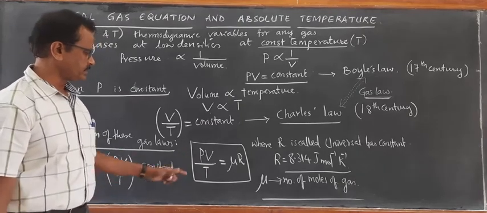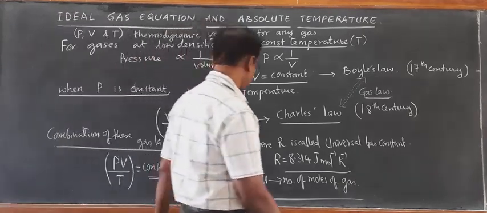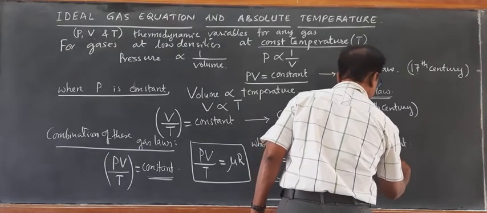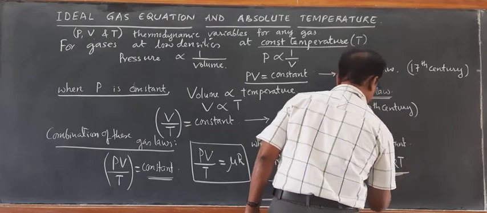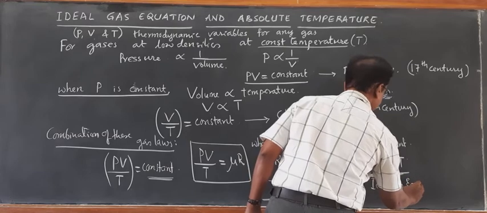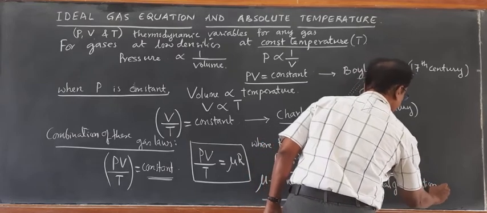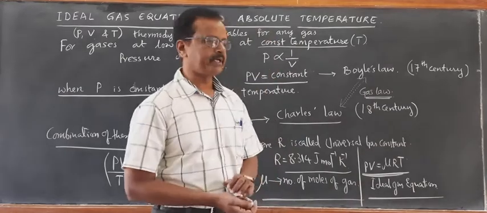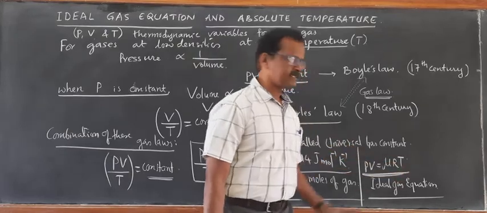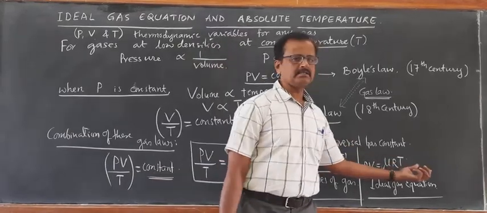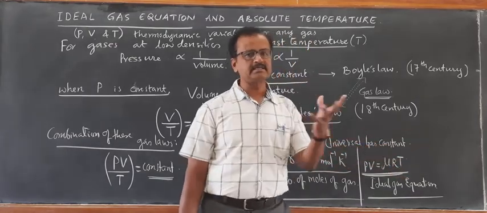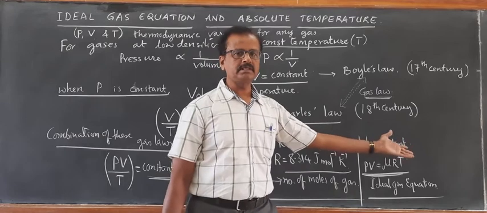So the ideal gas equation can now be written as PV equal to mu RT. This is called the ideal gas equation. From this ideal gas equation we can obtain Boyle's law and Charles's law. For example, if temperature is kept constant, the entire right hand side mu R T becomes constant. Then PV equal to constant. That is nothing but Boyle's law.